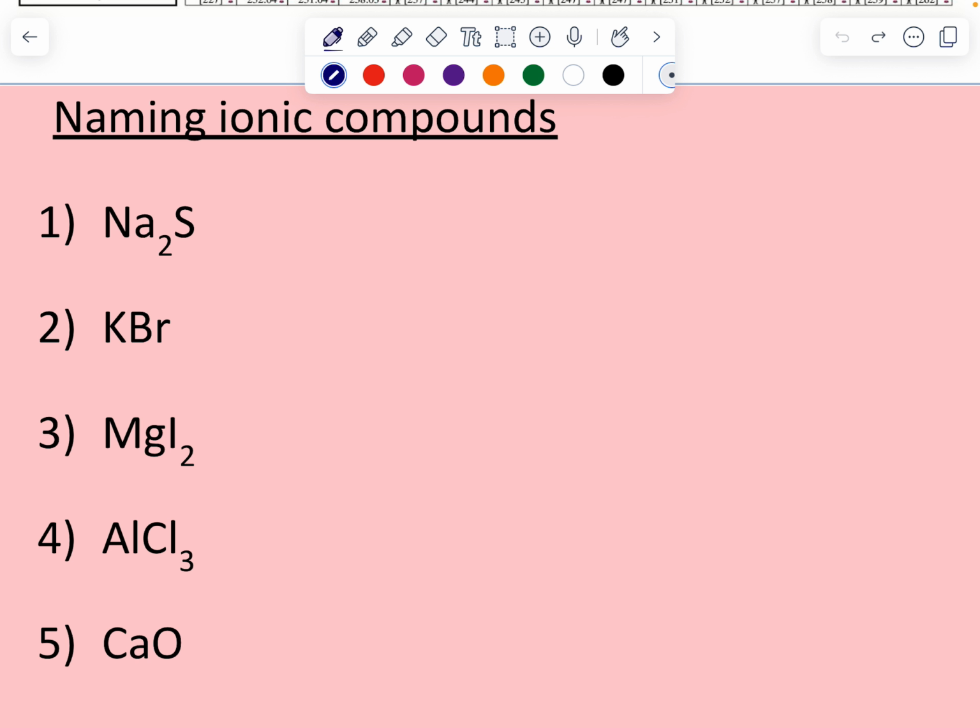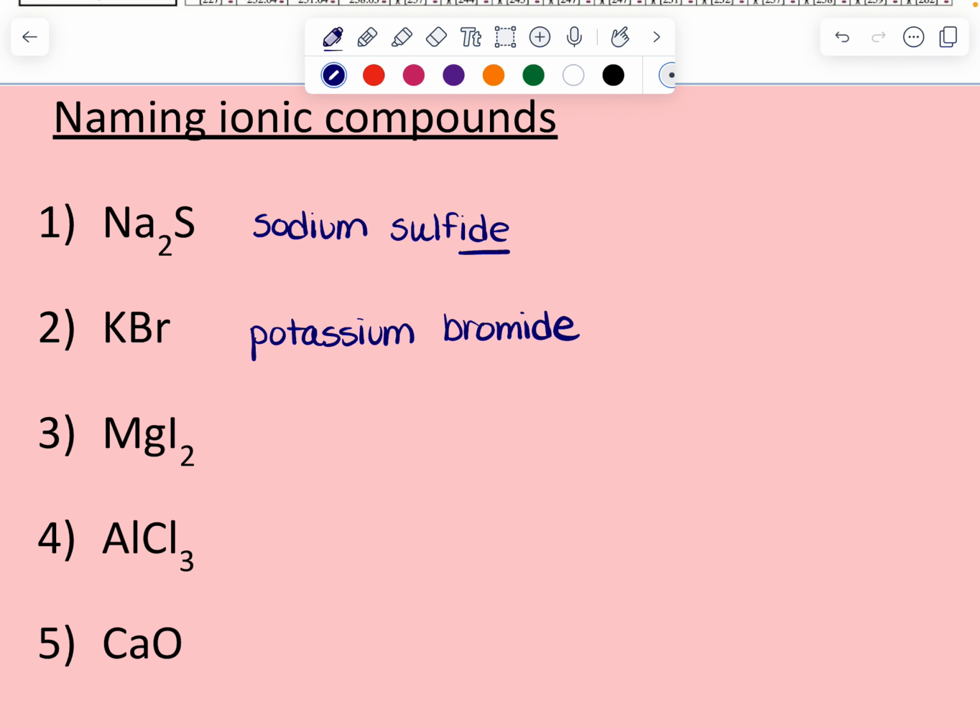When we're naming ionic compounds, you simply name the first element in the compound, and then you name the second element, adding an "ide" ending. You can go to the next one, and since K is potassium and Br is bromine, you will simply convert the "ine" ending to "ide."